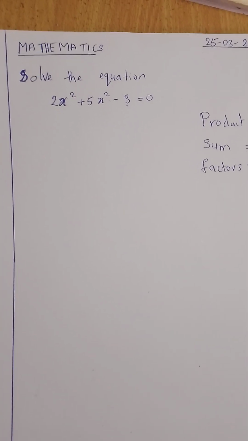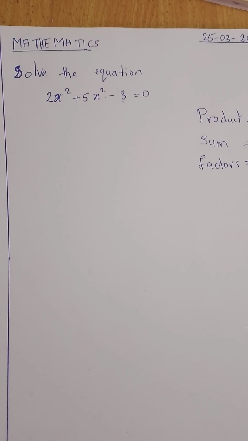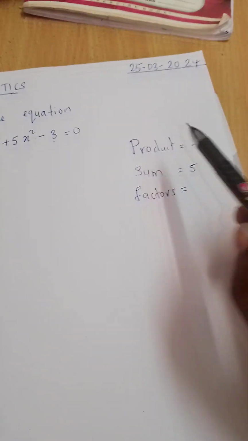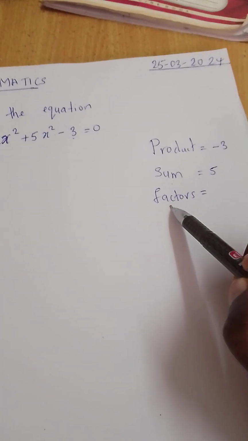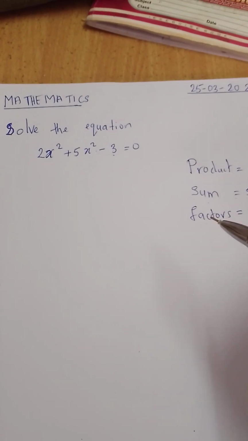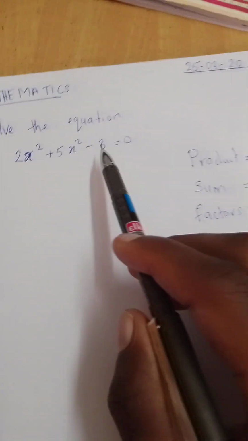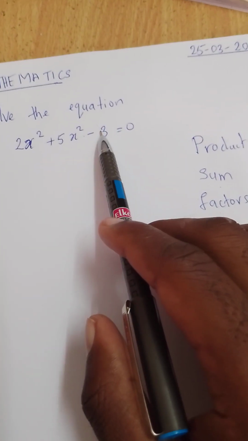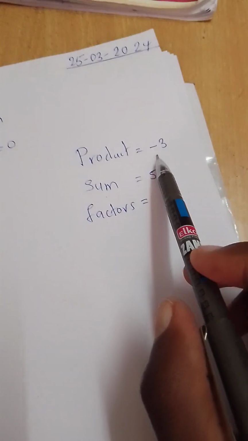Let's solve this equation: 2x² + 5x - 3 = 0. For us to solve this equation, we must know what is product, what is sum, and factor. In this quadratic equation, product is the last digit, which is minus 3. This is what we call product.